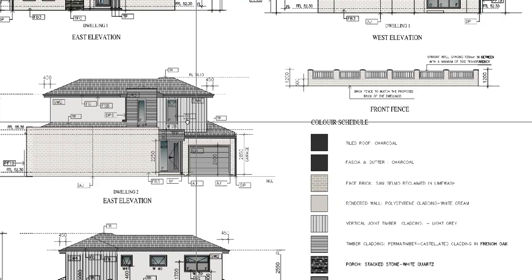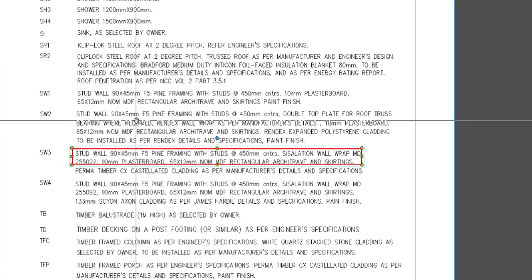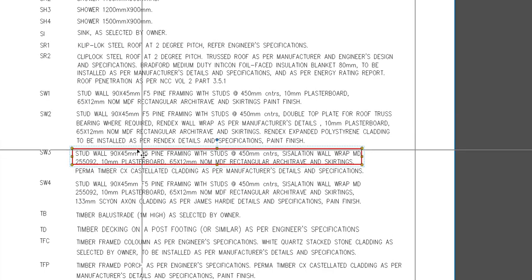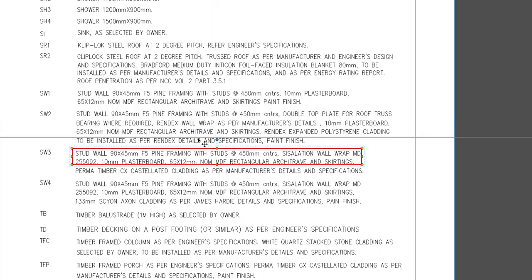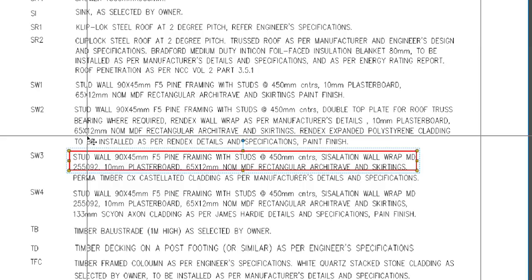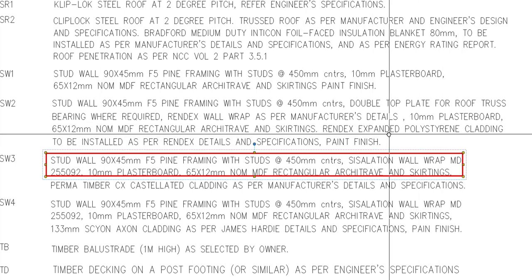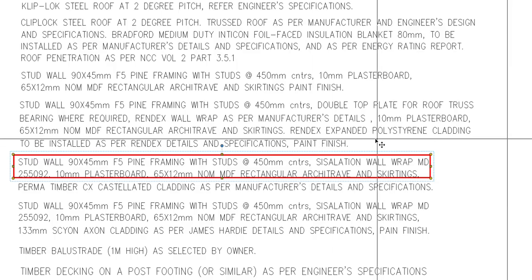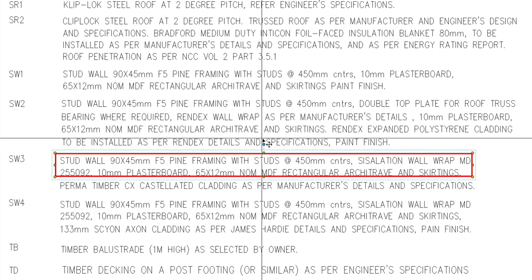Similarly, this is SW2. Then the first lines, these are the external part, and that bearing will require Tyvek wall wrap. This is all, and then 10 plaster board, and this is the plaster board, and this is the rectangular architrave, the size of the architrave and skirting. Then Rendex polystyrene cladding. Now the main part, this is Rendex expanded polystyrene cladding to be installed as per Rendex detail.